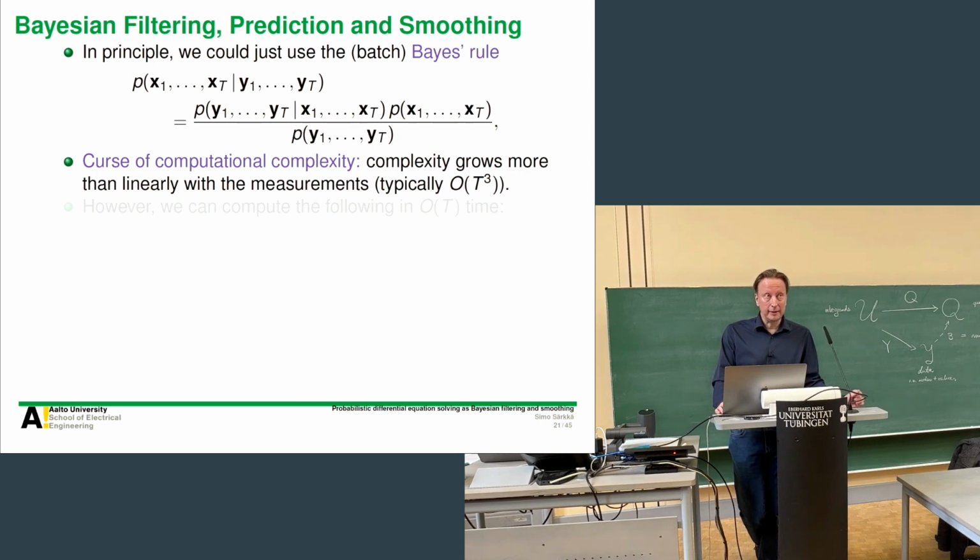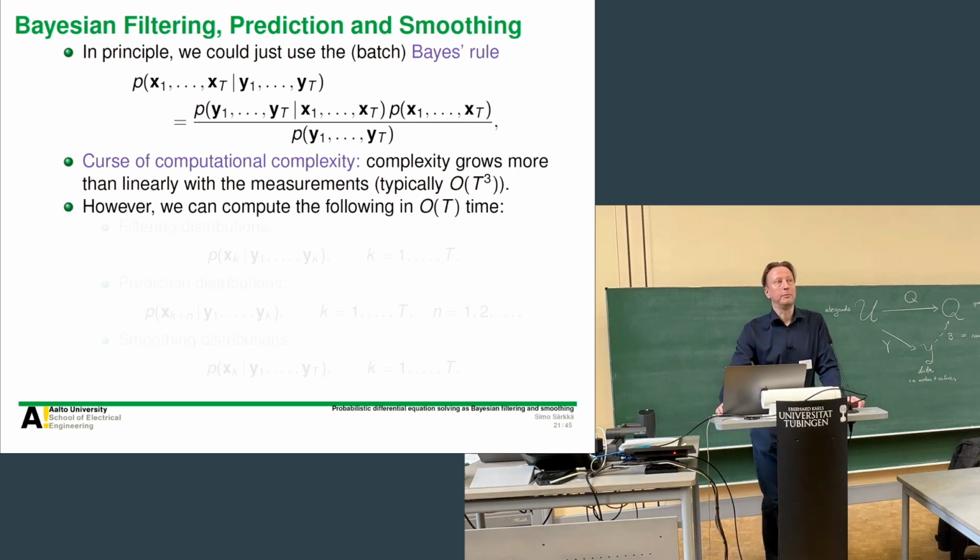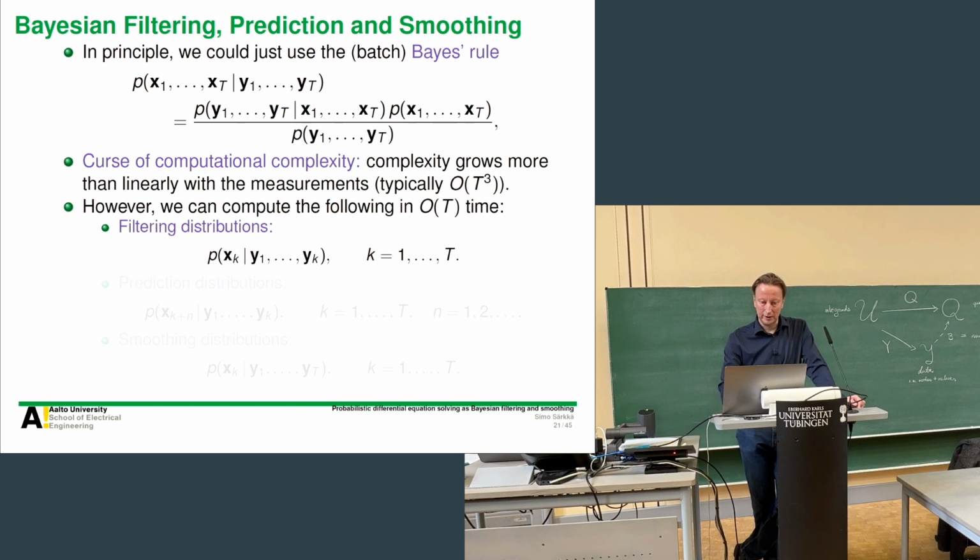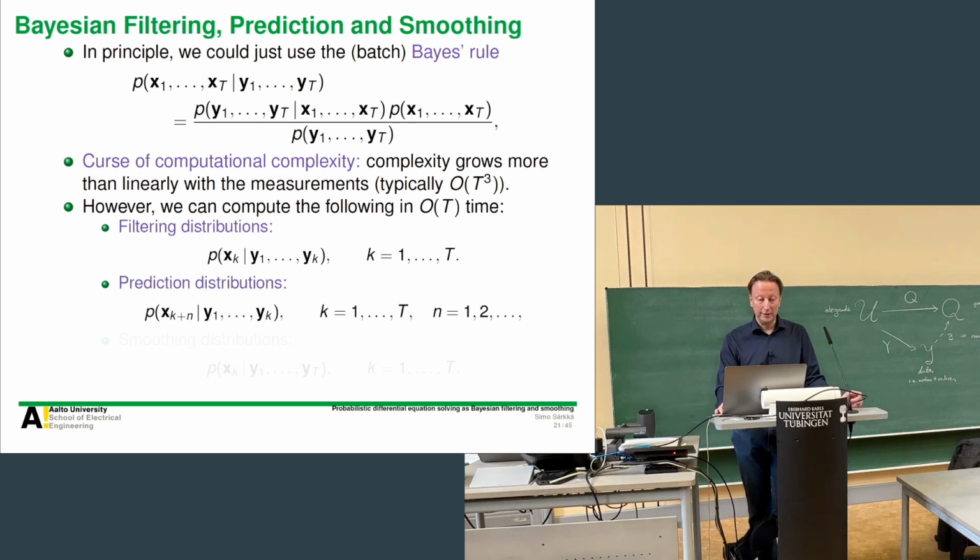But the point of filters and smoothers is that there are certain marginal distributions that you can actually compute in linear time with respect to the number of time points instead of the cubic one. They are the filtering distributions, which are certain kinds of marginals of this full distribution. It's the marginal of the last time step given the observations, conditioning only on the previous observations with respect to time. And then prediction distributions, and then smoothing distributions.